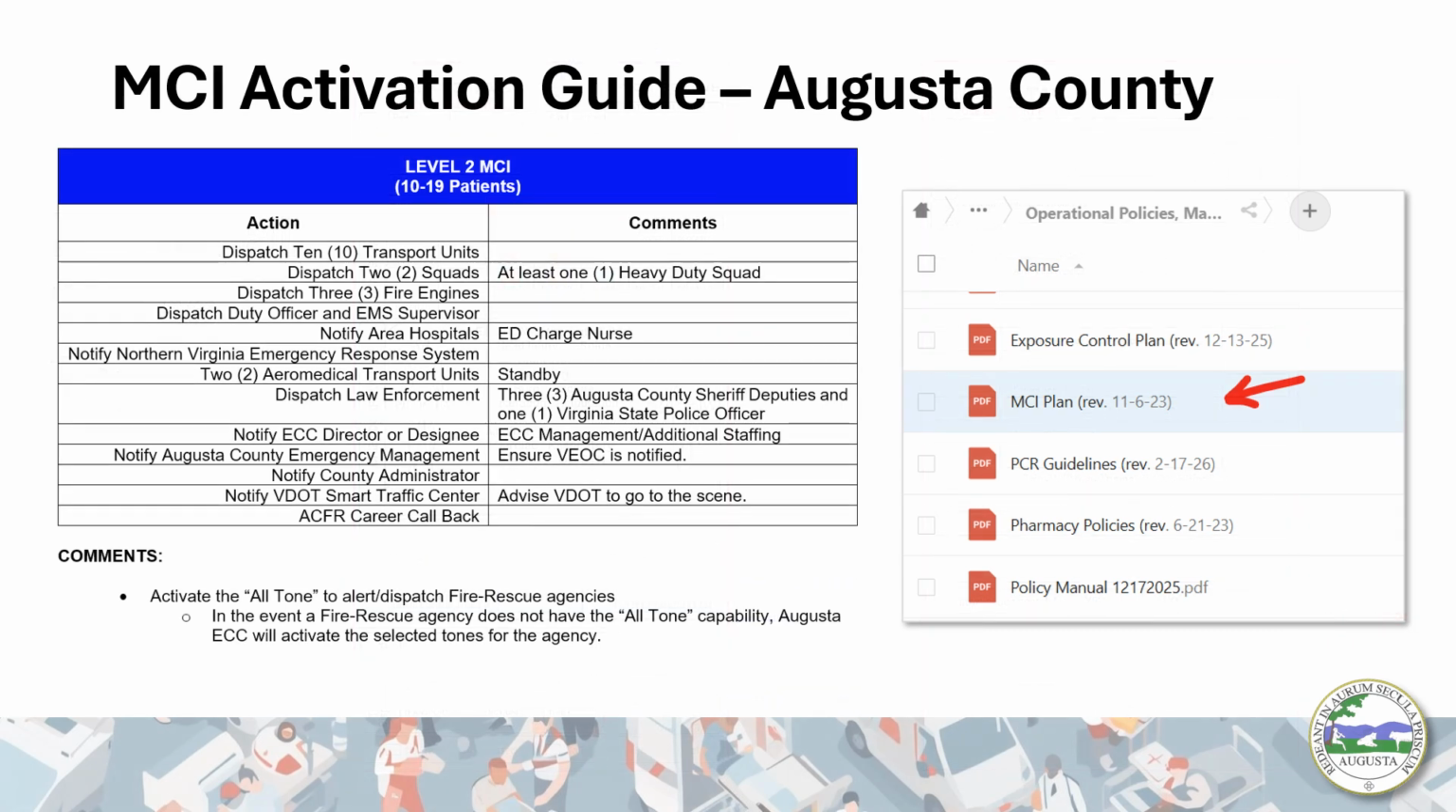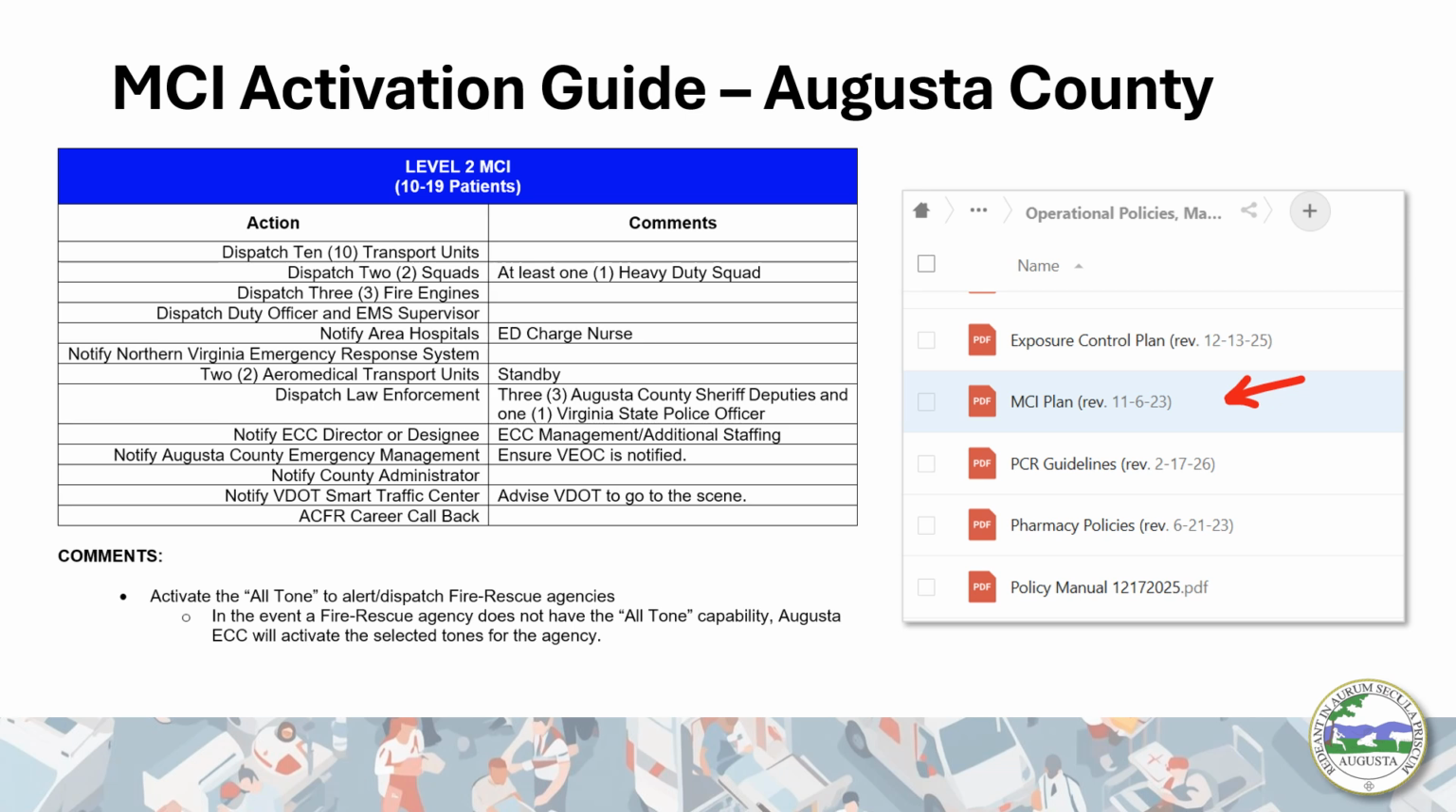This slide highlights the Augusta County Mass Casualty Incident Activation Guide. This is a key resource that supports both field personnel and the Emergency Communication Center during an incident. You can find the guide in several locations: the appendix of the Regional Policy Plan, the ACFR intranet, on the desktops of mobile computers, and as printed copies in MCI kits. It's designed to be easily accessible no matter where you are operating.